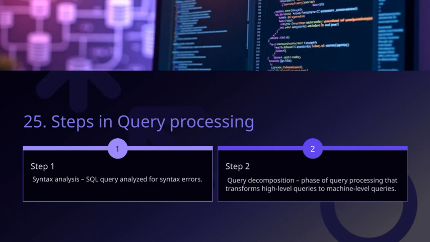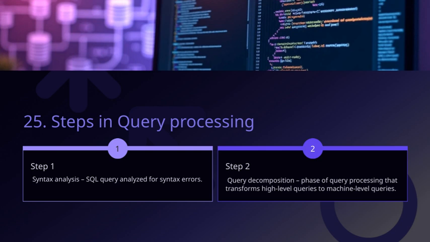Now, let's take a closer look at the second step in query processing, which is query decomposition. This is a crucial phase where high-level queries, like those written in SQL, are broken down into more detailed, machine-level queries that the database can actually understand and execute. Think of it as translating a human language into a language that the database engine can process efficiently.